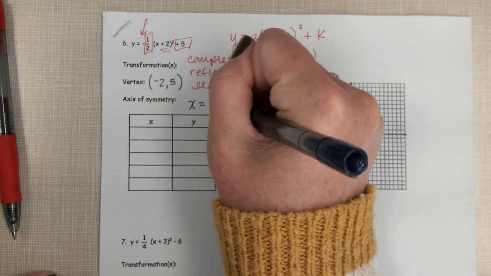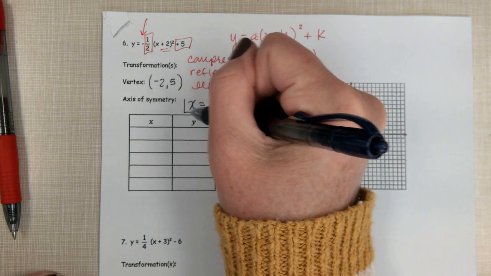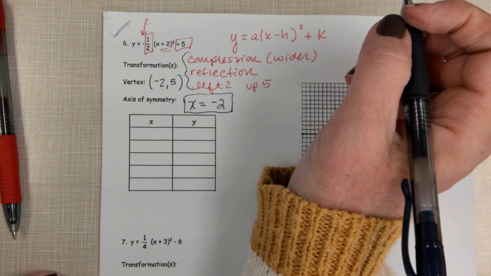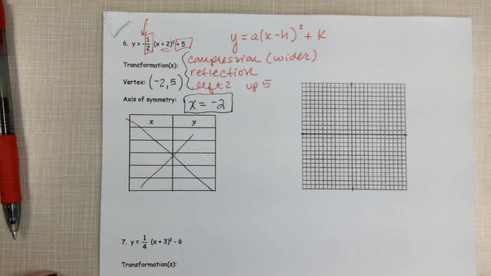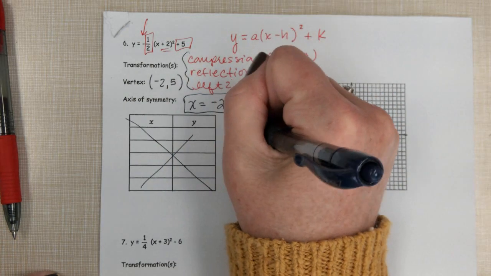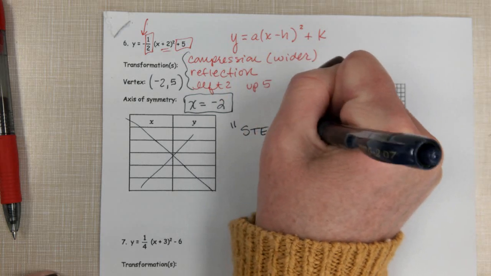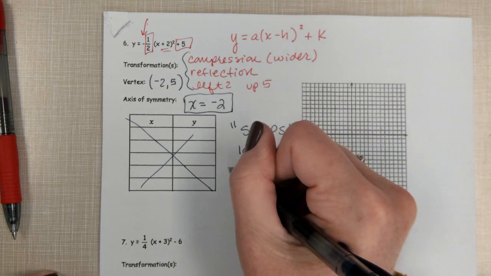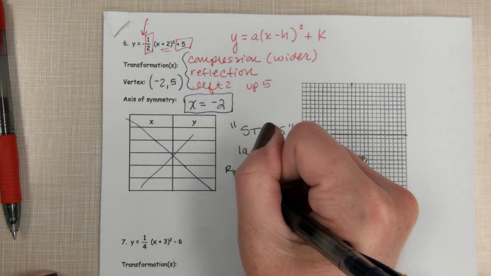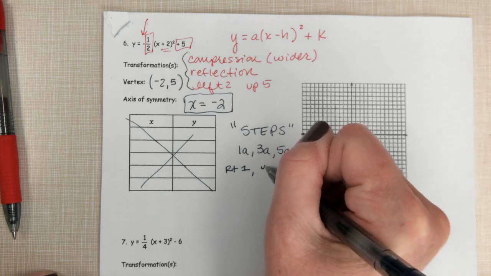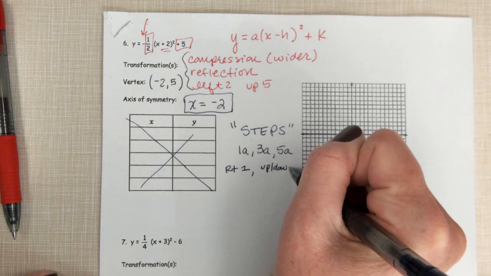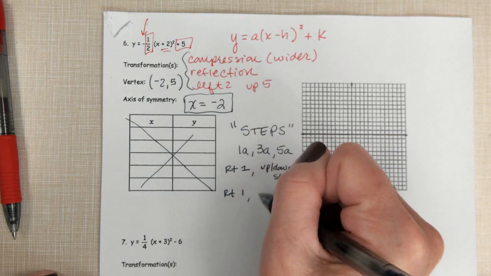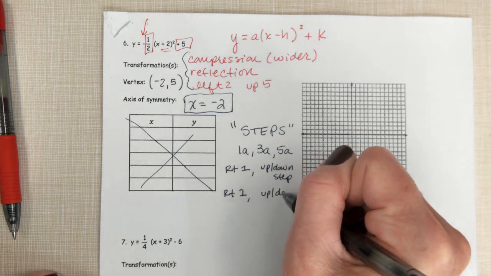Okay, x equals negative 2 is the axis of symmetry. So don't forget to answer all the questions. We're going to start to omit these tables because I went rogue and we're going steps. The steps are 1A, 3 times A, 5 times A. What that means is you go to the right 1 and then up or down that first step. Then you go right 1 again and you go up or down the next step.